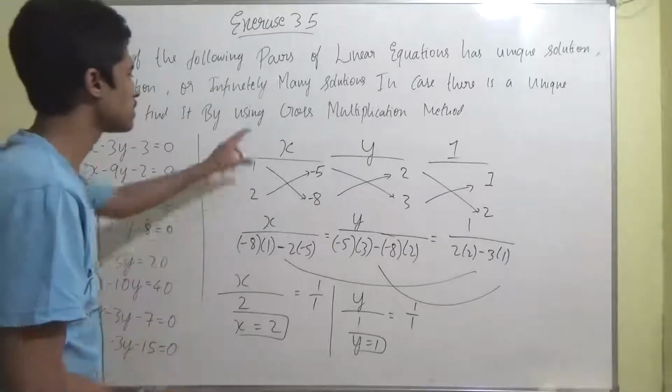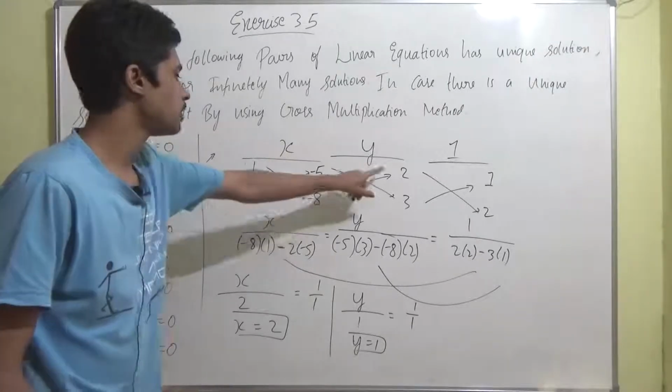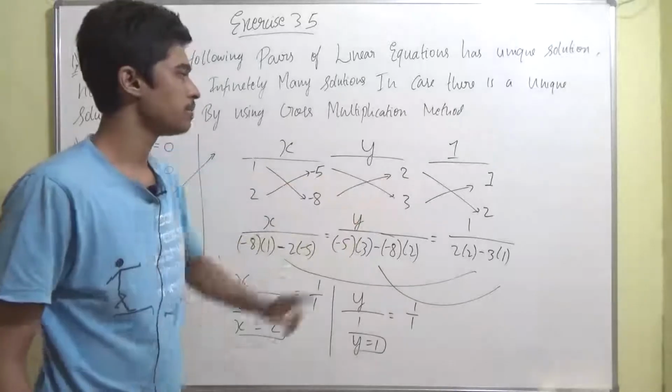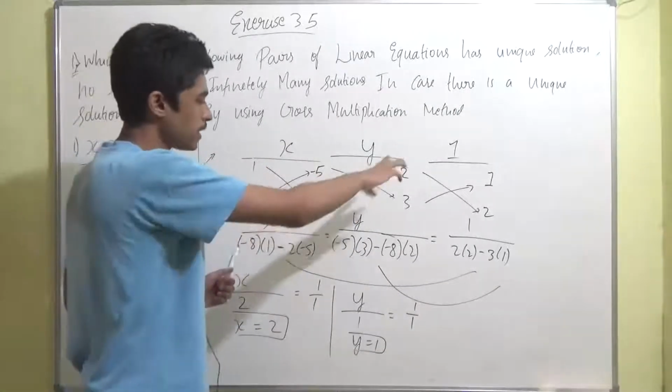First step was we wrote the general formula, that is x, b1, b2, c1, c2, a1, a2, again b1, b2. We wrote the general formula, and we got to know what we have to do. That is the multiplication we have to do.